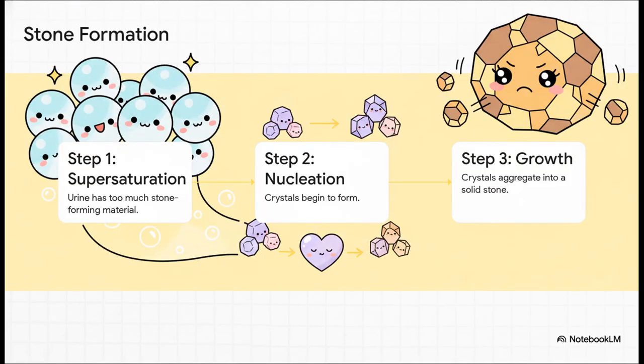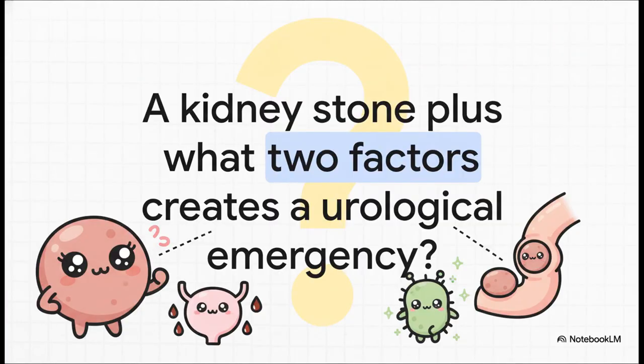So how do these little things even form? Well, it's basically a three-step recipe. First, your urine becomes supersaturated. That's a fancy way of saying it has too many minerals, like calcium, dissolved in it. Second, those minerals start to clump together and form tiny seed crystals. That step is called nucleation. Finally, more crystals stick to those seeds and they grow and grow until you have a solid stone, ready to cause trouble.